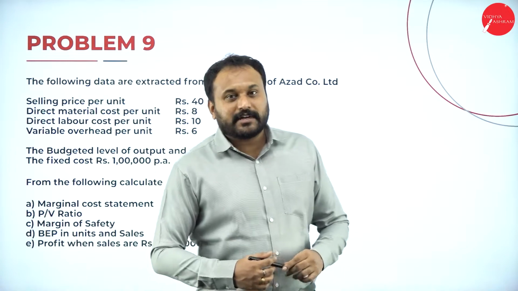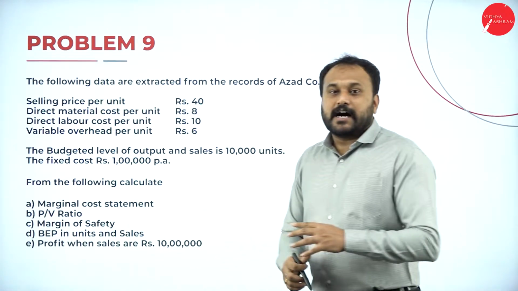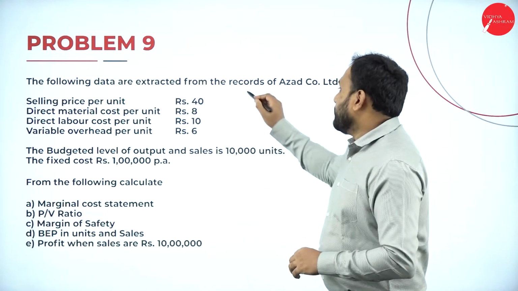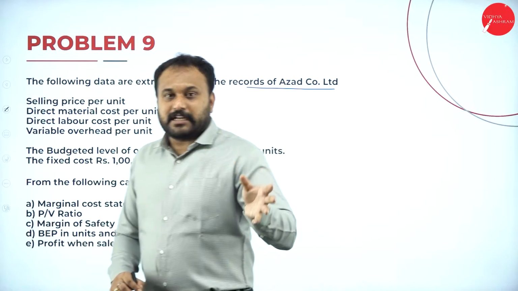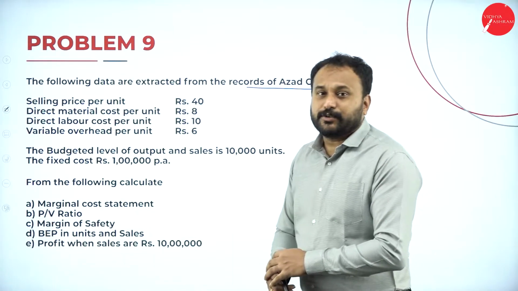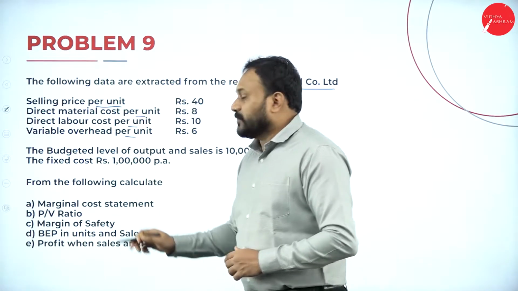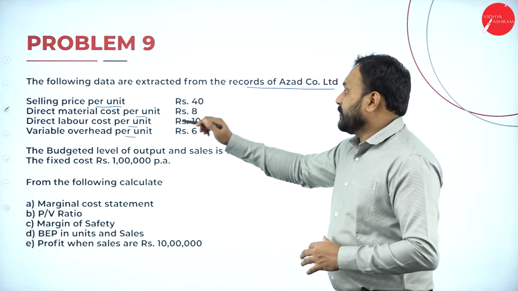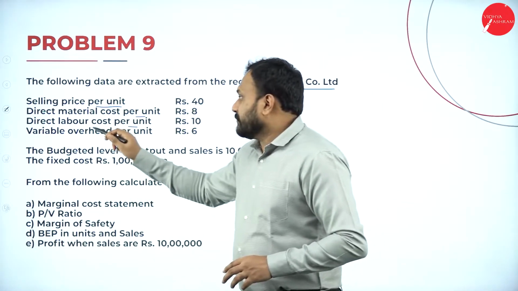Now what exactly we are supposed to do? Understand the pattern here. The first one is the following data are extracted from the records of Azad Company Limited. Selling price per unit. See here, they have given per unit. If you understand, per unit, right? So selling price per unit is 48 and then 10 and 6. Totally we have 4 of the entries.